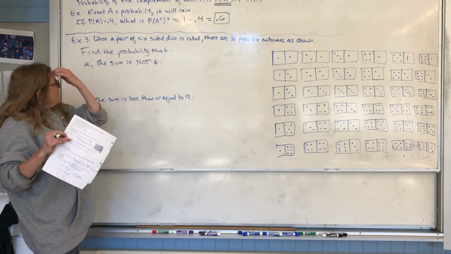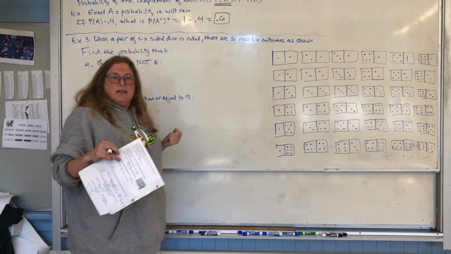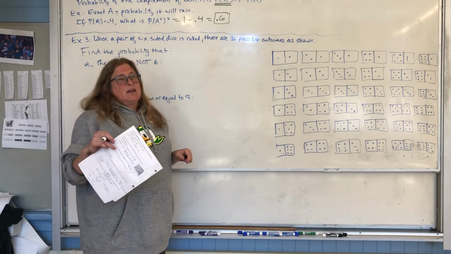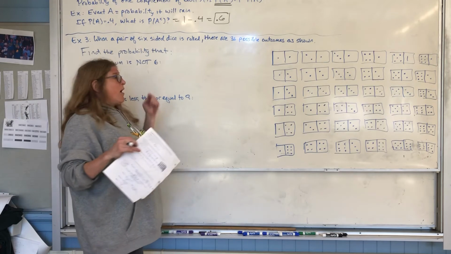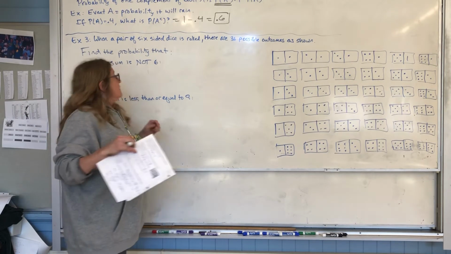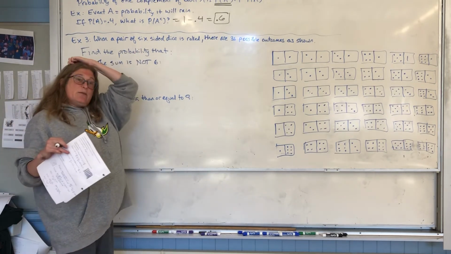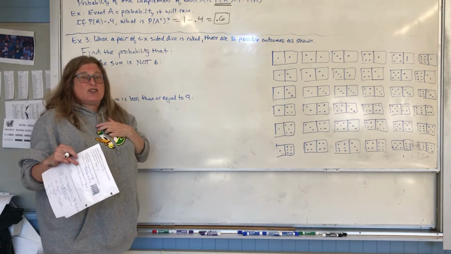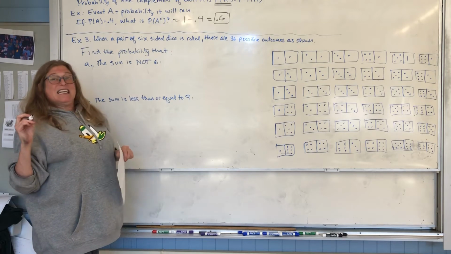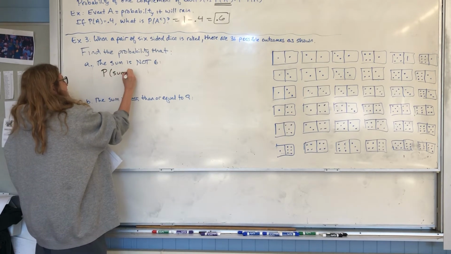Okay, so they want us to find the probability that the sum is not 6. So we wonder, why do we even use the complement of the event? Well, in this case, the probability the sum is not 6 is going to be a lot of them. So to do less work, what I'd like to do is find the probability that the sum is 6.